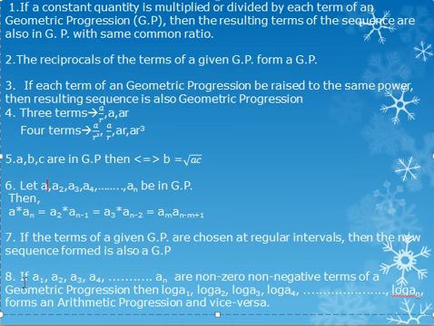Now this is an important point. If a1, a2, a3, and so on, an are non-zero, non-negative terms of a geometric progression, then log of a1, log of a2, log of a3, and so on, log of an form an arithmetic progression, and vice versa. So if log a1, log a2, log a3 form an arithmetic progression, then a1, a2, a3 are in geometric progression, and the opposite of that.